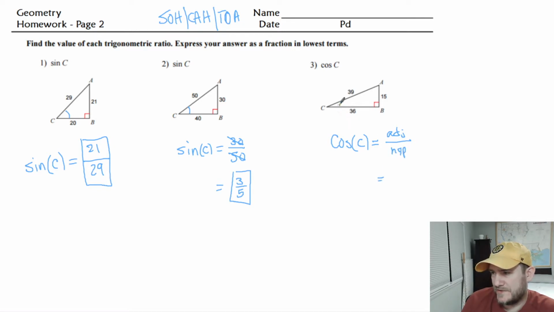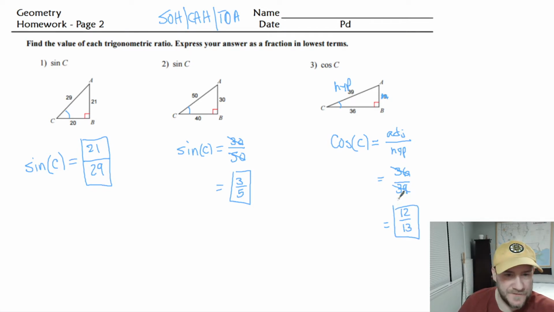So who's adjacent to C? Well, since 15 is opposite from C, forget that. 39 is my hypotenuse, so that's going to go in my denominator. And that means the adjacent side must be this 36. And these do have a common factor. They have a factor of 3 in common. And dividing out that 3 leaves us with 12 over 13. So make sure you give me that fully reduced answer.